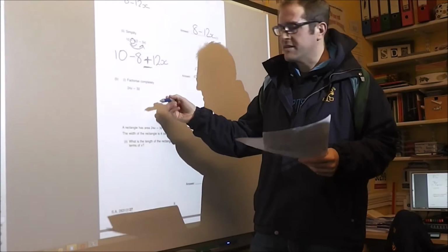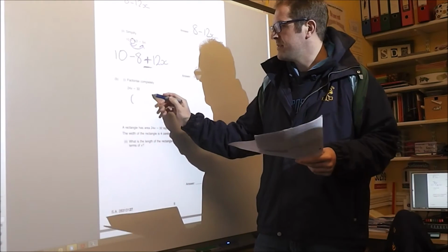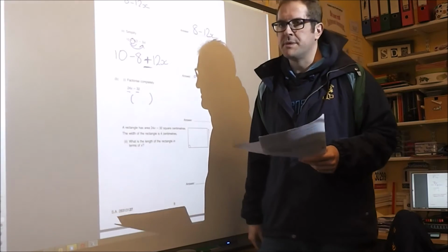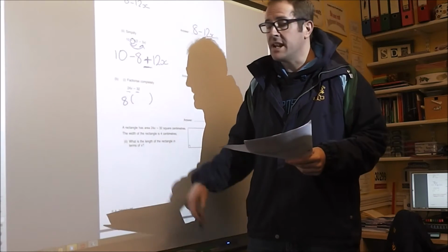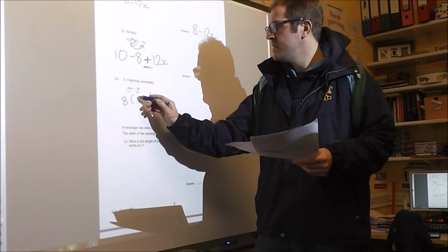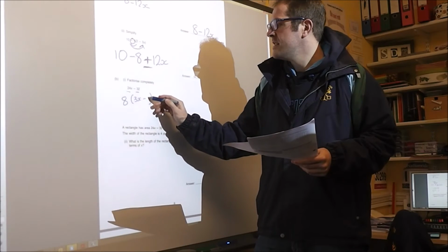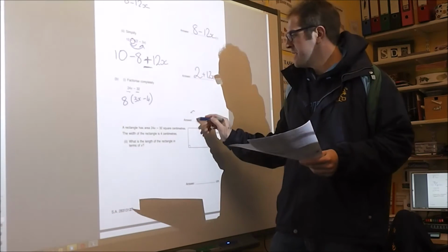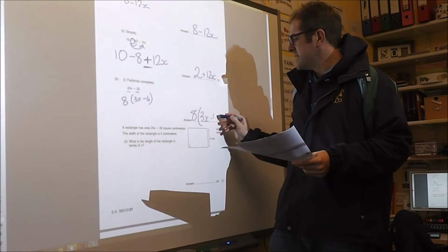Part B, factorise is bracketise. So you put it in brackets. The largest number that goes into both is 8. They're both in the 8 times table, which means you're left with 3x minus 4. 8 brackets 3x minus 4.